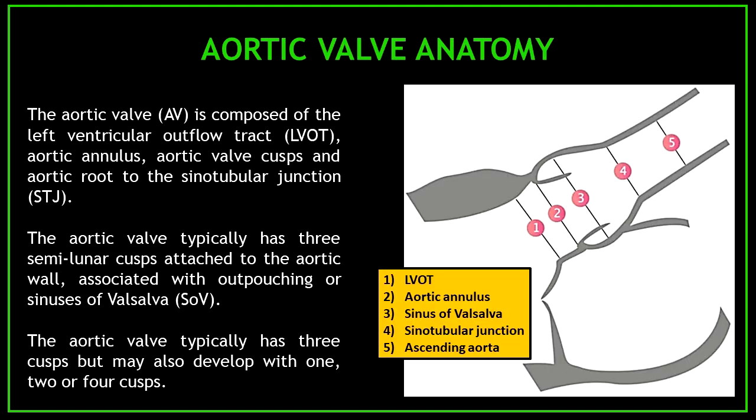Now let's talk about the aortic valve anatomy. The aortic valve is composed of the left ventricular outflow tract, aortic annulus, aortic valve cusps, and aortic root to the sinotubular junction. The aortic valve typically has three semilunar cusps attached to the aortic wall, associated with outpouching or sinuses of Valsalva. The aortic valve typically has three cusps, but may also develop with 1, 2, or 4 cusps.